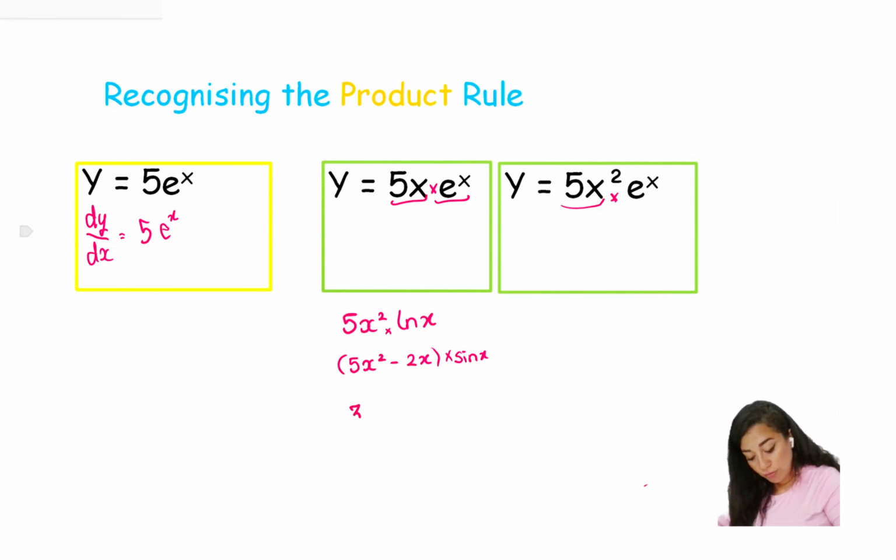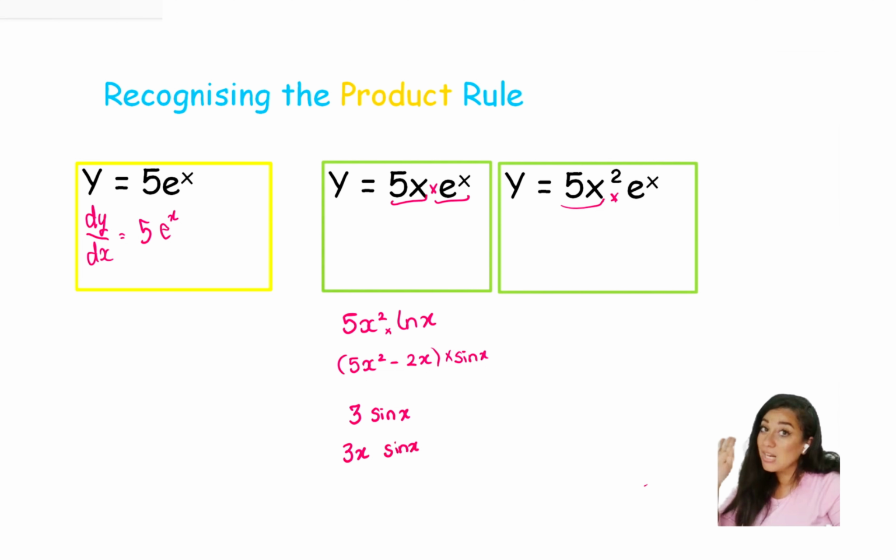Other variations could look like this. If I just had 3 sine x, that's okay. We just differentiate that, right? But if it was 3x sine x, product rule. If it was sine x on its own, it's fine. But if it's sine x cos x, product rule. So the first step is to recognize that it's a product rule question. Okay, now that we've got that out of the way, let's look at the actual rule.